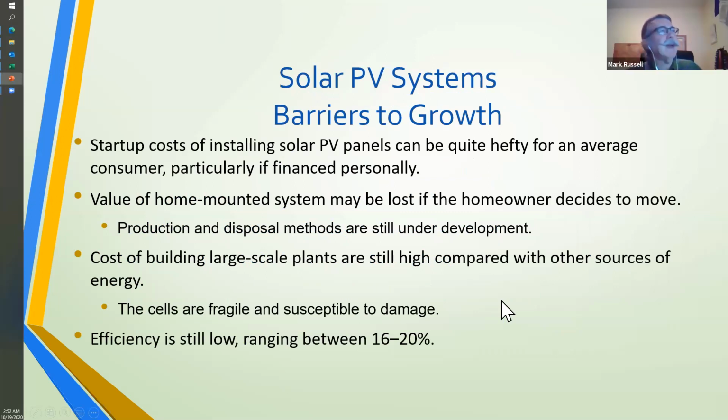Okay. The big problem we've got is the startup cost. That's why we don't see a lot more photovoltaics. At least in the United States, there have been big investments for big photovoltaic farms to help offset that.